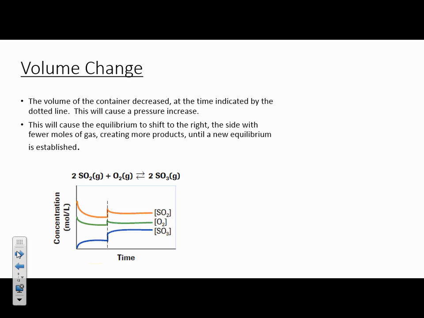When you're looking at the concentration versus time graphs, what you're looking for is that all the changes are sharp. There are no gradual changes in a pressure change. And you can think of it as you're changing the volume, so you're changing the concentration of every single species, so they're all going to look like sharp changes.